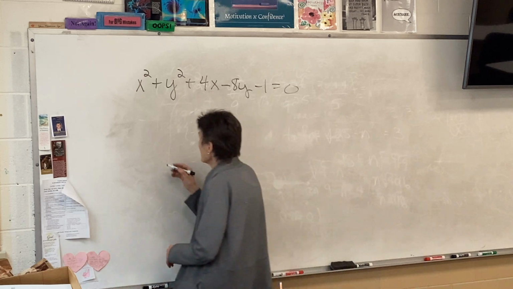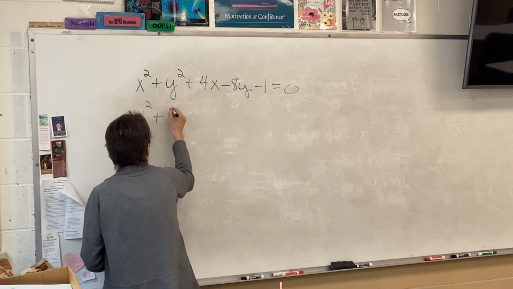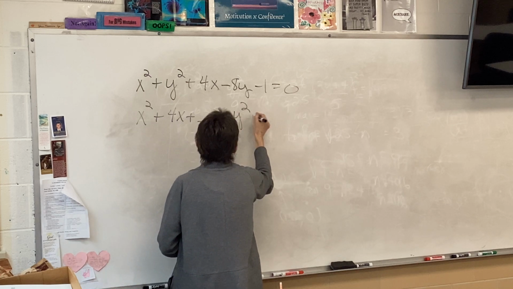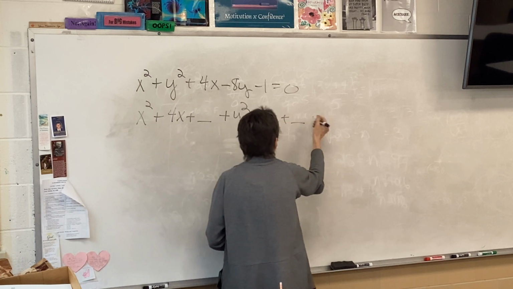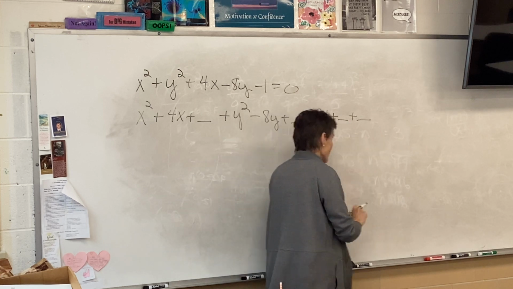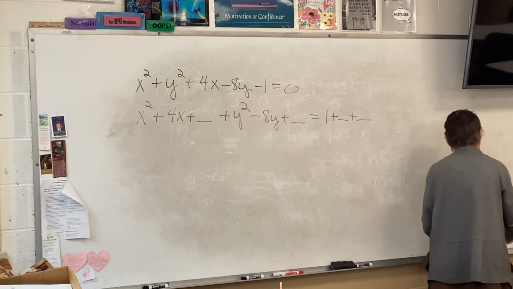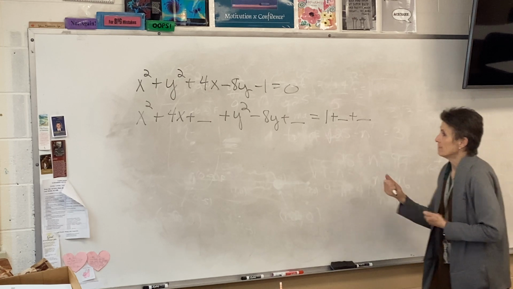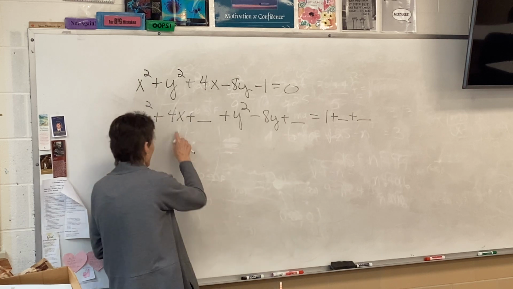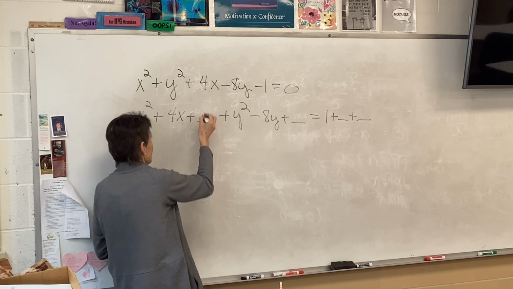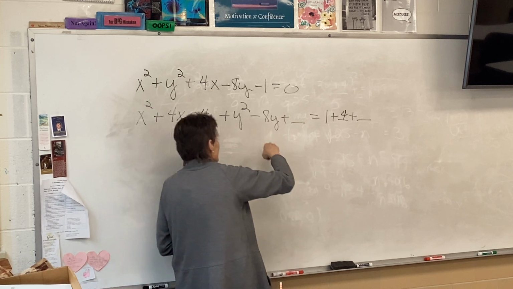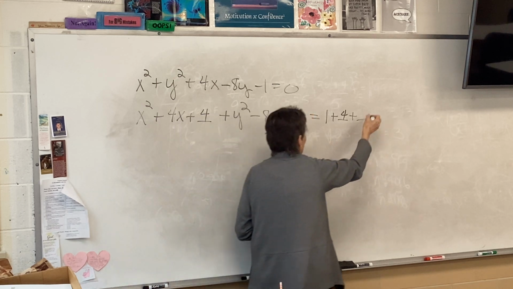I'm going to group my x's, group my y's, move the 1 to the other side where it becomes positive, and then of course put my 2 blanks over there. Half of 4 is 2, squared is 4. Half of 8 is 4, squared is 16.